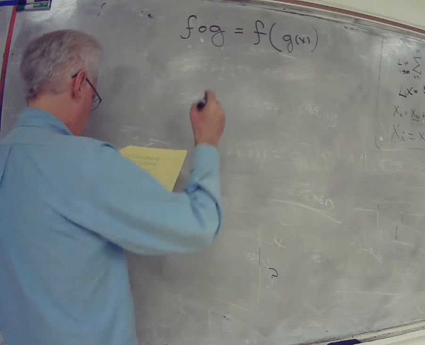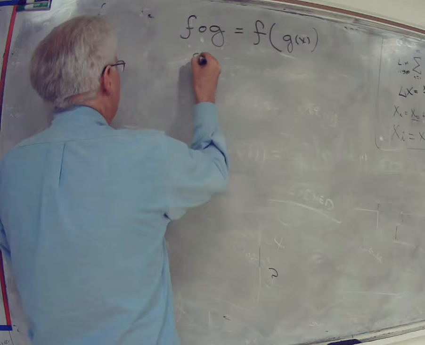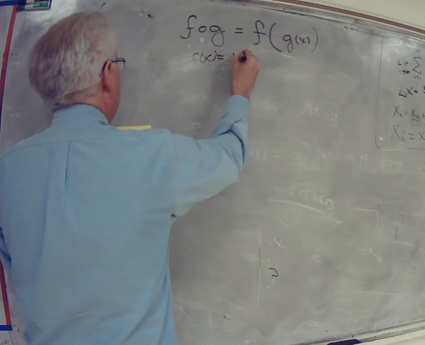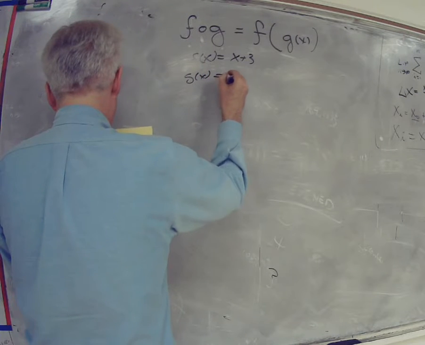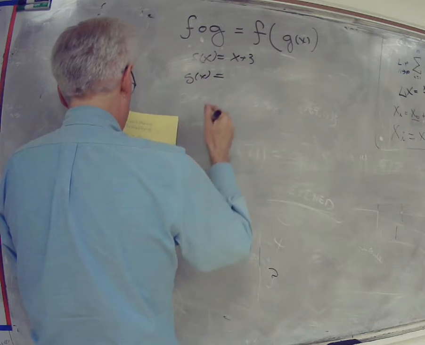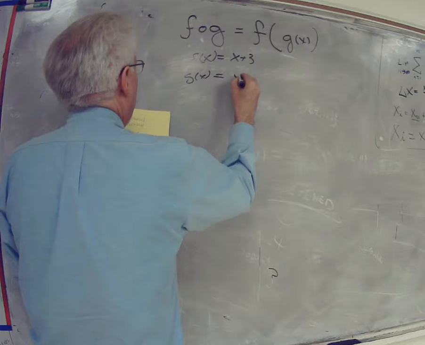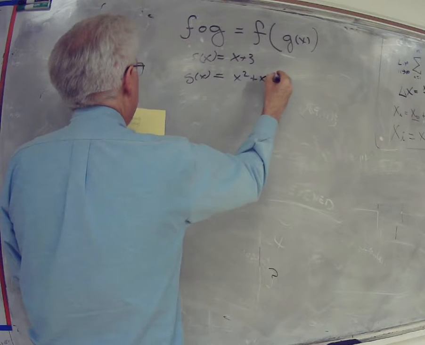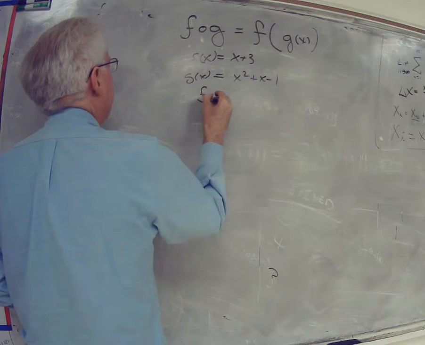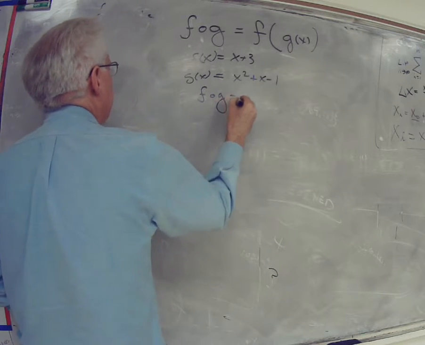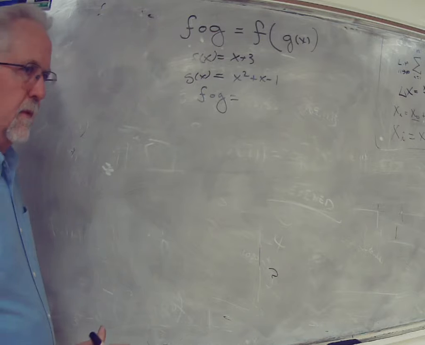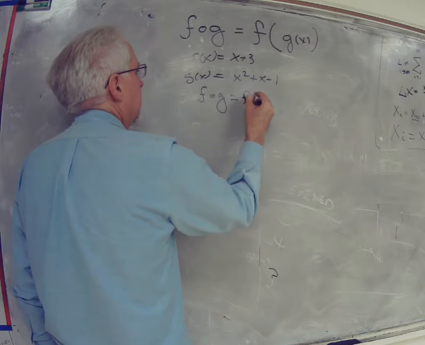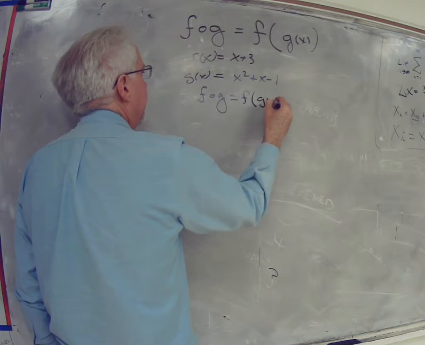Let's say that f of x is equal to x plus 3, and g of x is equal to x squared plus x minus 1. I want you to do f composite g. Tell me in words what that would be. F of g of x.